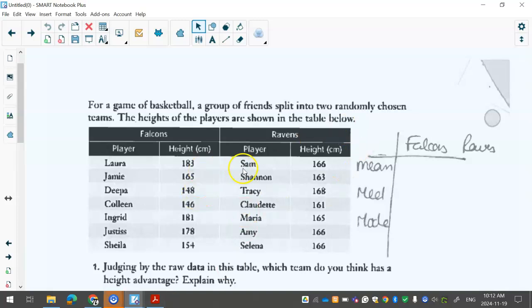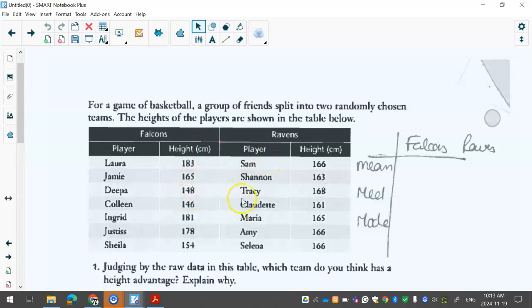Two basketball teams walk in. You look at the heights here. You have Laura, 183. That's 6 feet tall. You got Colleen Short at 146. You got kids from all over the place, height-wise.